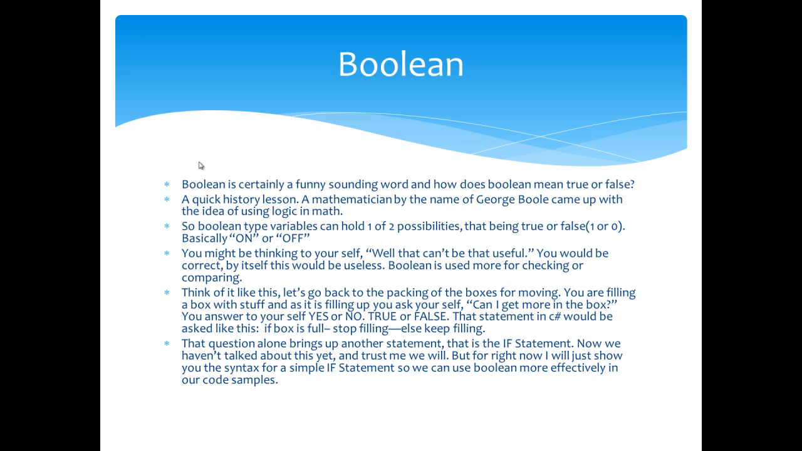Well, quick history lesson here. A mathematician by the name of George Boole came up with the idea of using logic in math, back sometime in 1847 or something like that. Since his last name is Boole, that's how they got Boolean. So Boolean type variables can hold one of two possibilities, that being true or false, 1 or 0, basically on or off. You might be thinking to yourself, well, that can't be very useful. And you would be correct.